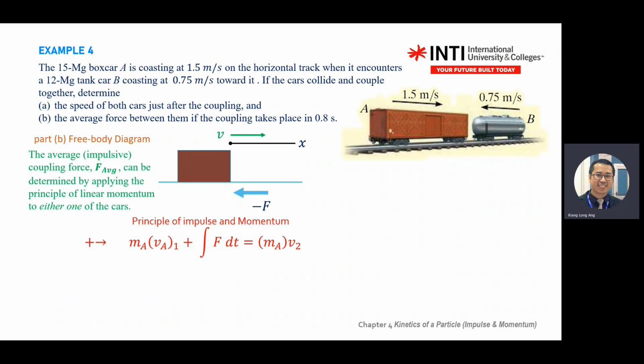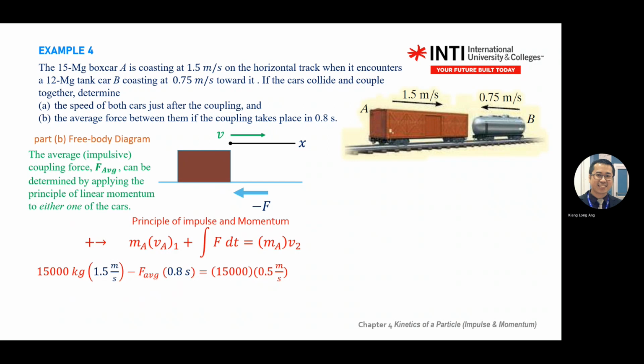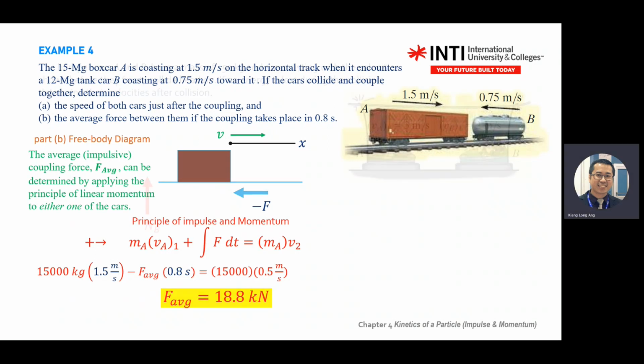So you write the principle of impulse and momentum also, right? So mv1 plus impulse equals momentum after. You put it in there, and you have F average missing in the equation. Then you find your F average. Once you have F average... oh, sorry, yes, this is the F average. Okay, so what is the average force on the B body? Same.